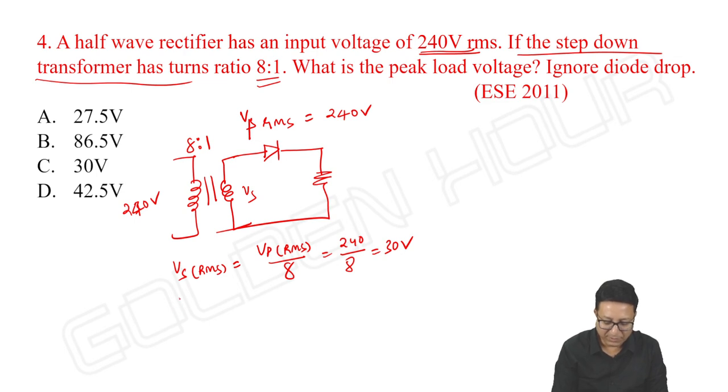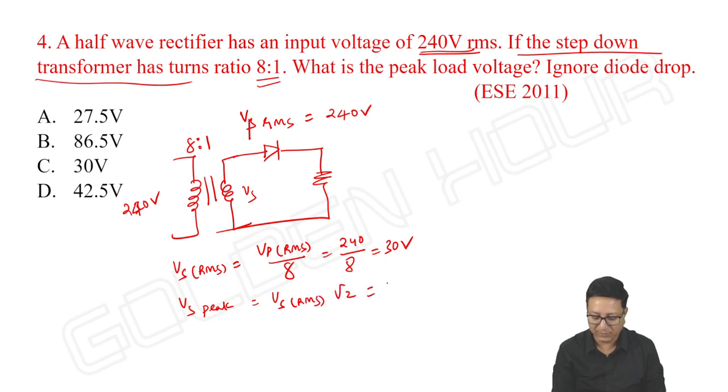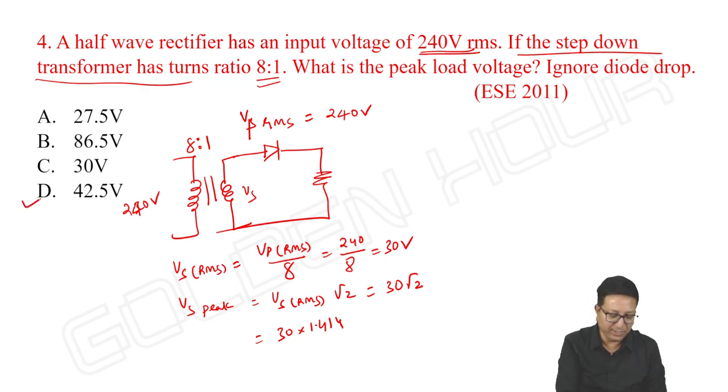So V secondary peak amplitude: RMS is equal to peak amplitude by root 2, or peak amplitude is equal to V RMS multiplied with root 2. That is 30 root 2. Root 2 is 1.414, so it is 30 into 1.414. 14 threes are 42. So option D is correct, 42 point something.